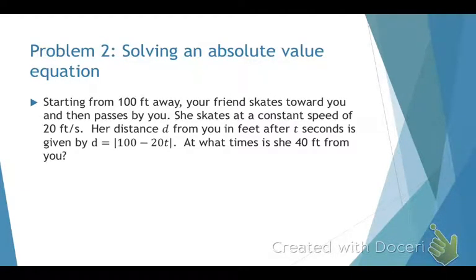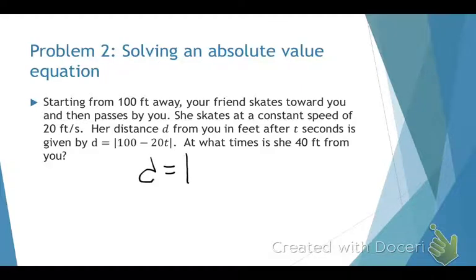Let's take a look here. Problem number 2. Starting from 100 feet away, your friend skates towards you and then passes by you. She skates at a constant speed of 20 feet per second. Her distance, d, from you in feet after t seconds is given by the equation d equals the absolute value of 100 minus 20t. At what times is she 40 feet from you? So as I take a look at this problem, it gives me the absolute value equation already.